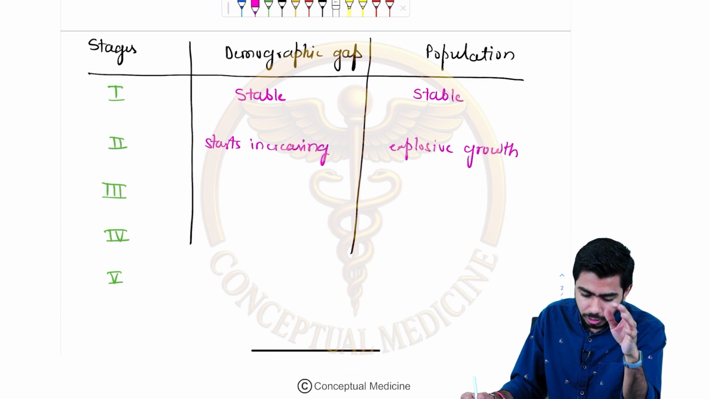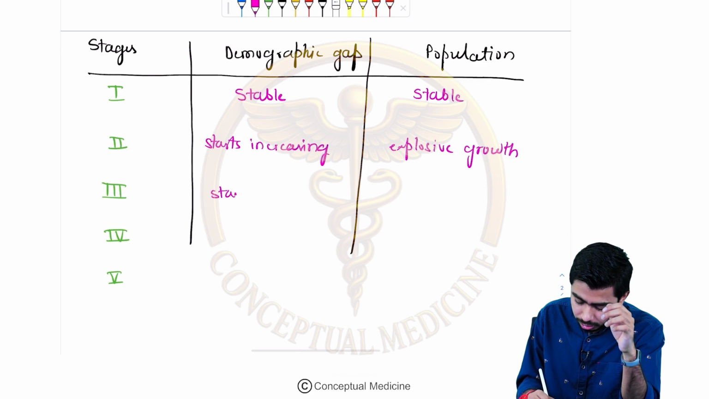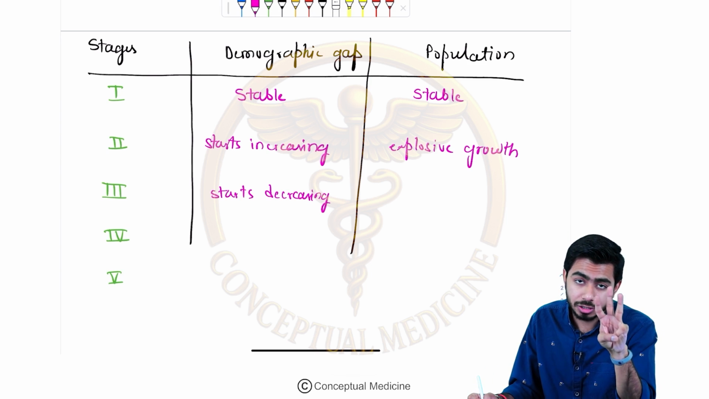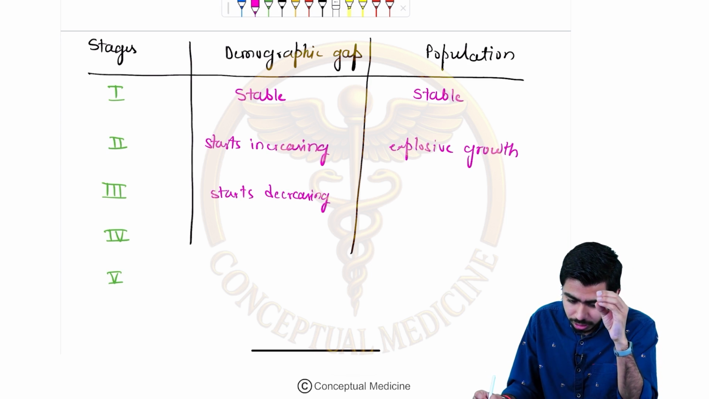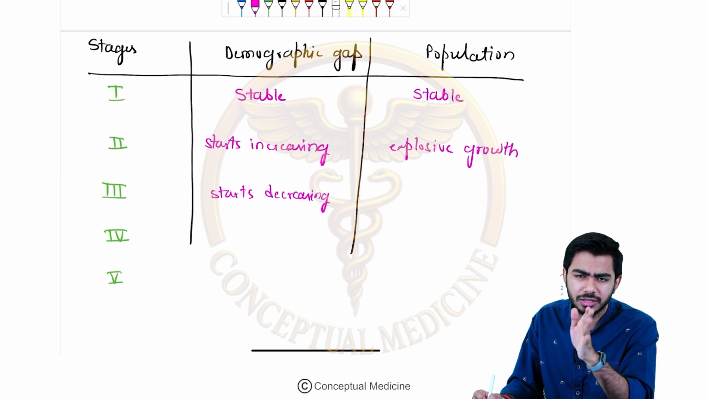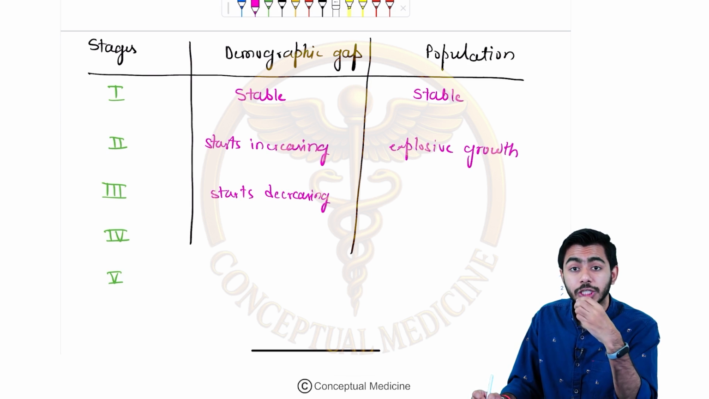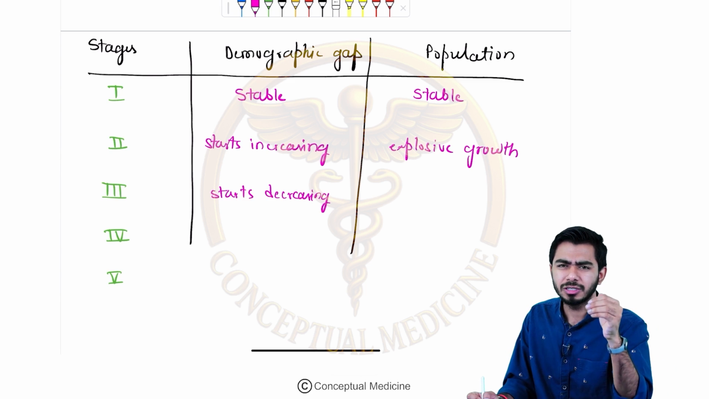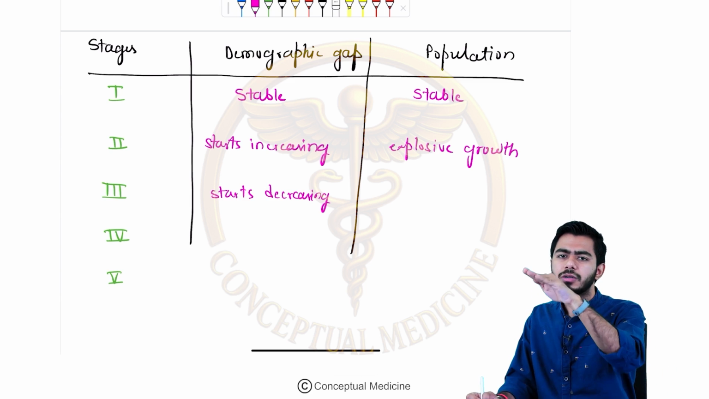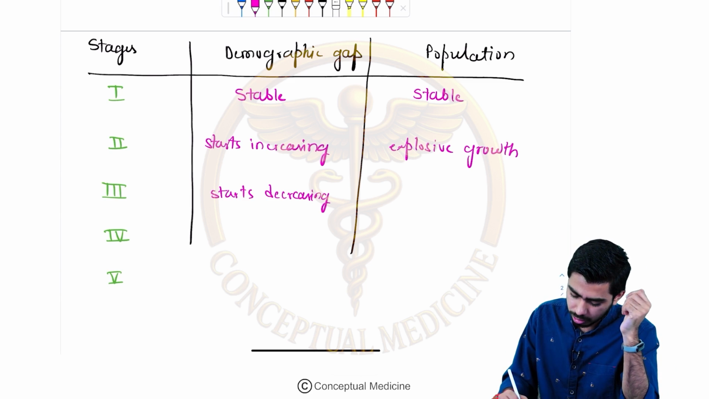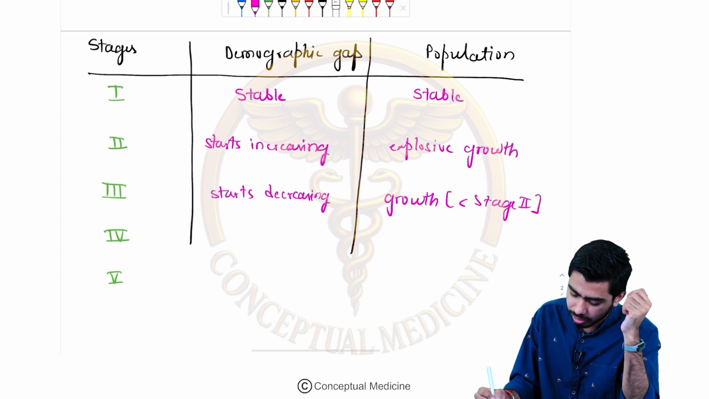In stage 3, the demographic gap will start decreasing. India is in which stage? India is in second or third? Third stage. India is in the third stage, and here we are seeing that the population is actually increasing. But in stage 2, I talked about explosive growth of the population. In stage 3, population growth is there, but lesser than stage 2. Growth will be there, obviously, but it will be less than stage 2.